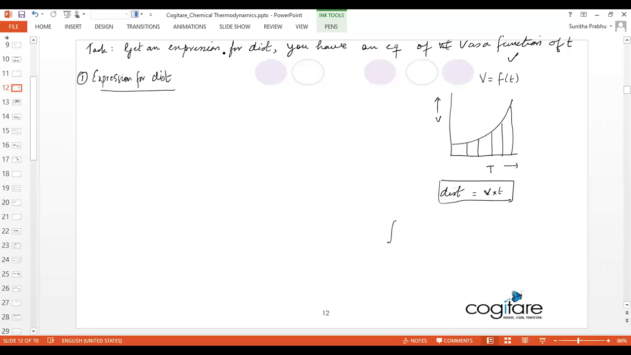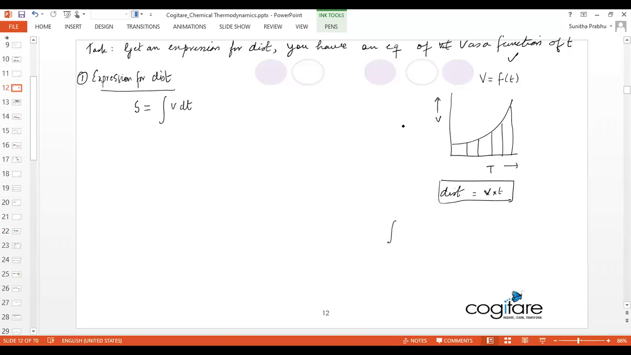So the task is to get an expression for distance, and what we have is an equation of v as a function of t. Then we say, this expression for distance is nothing but the integral of v dt. This is what we are achieving. Is this okay, guys? Are you able to follow till here?